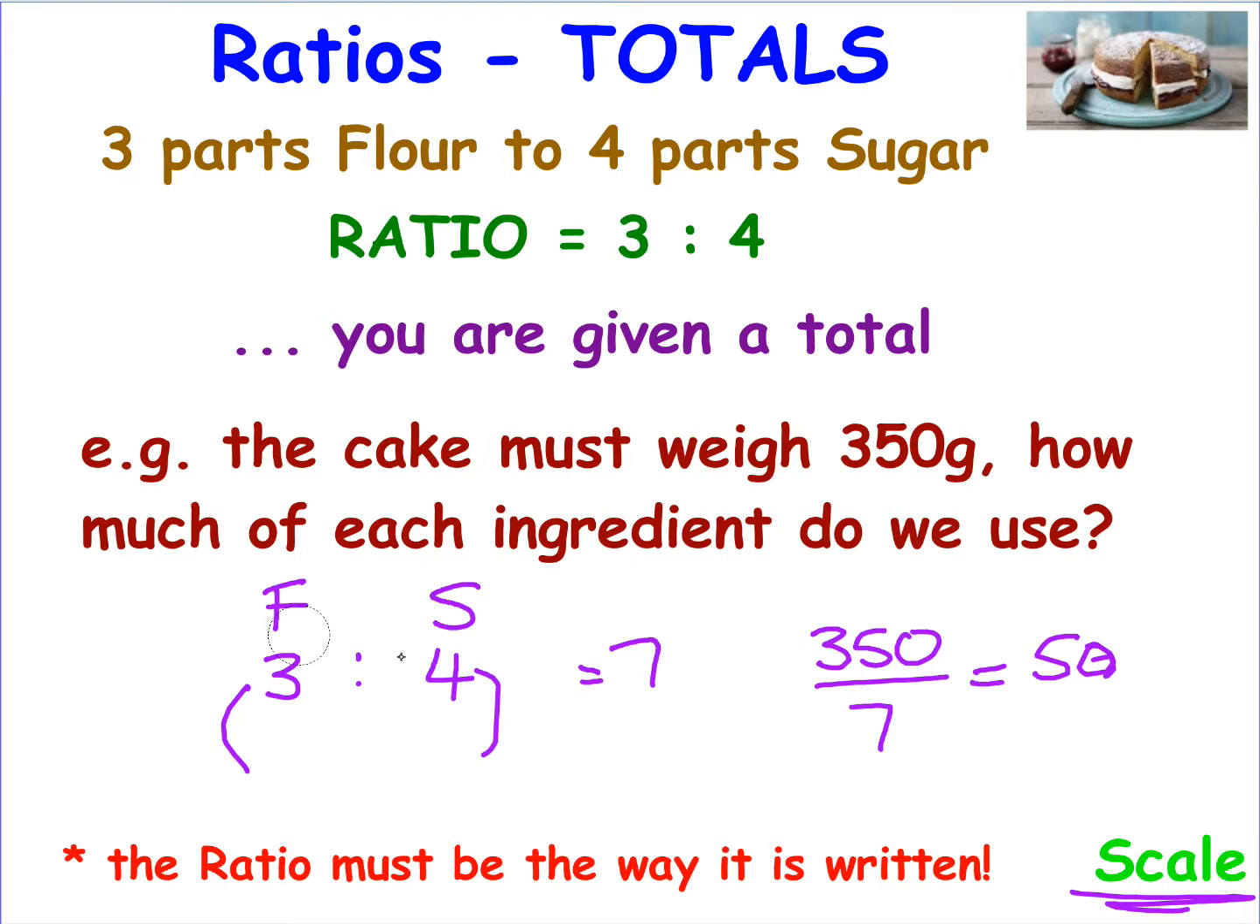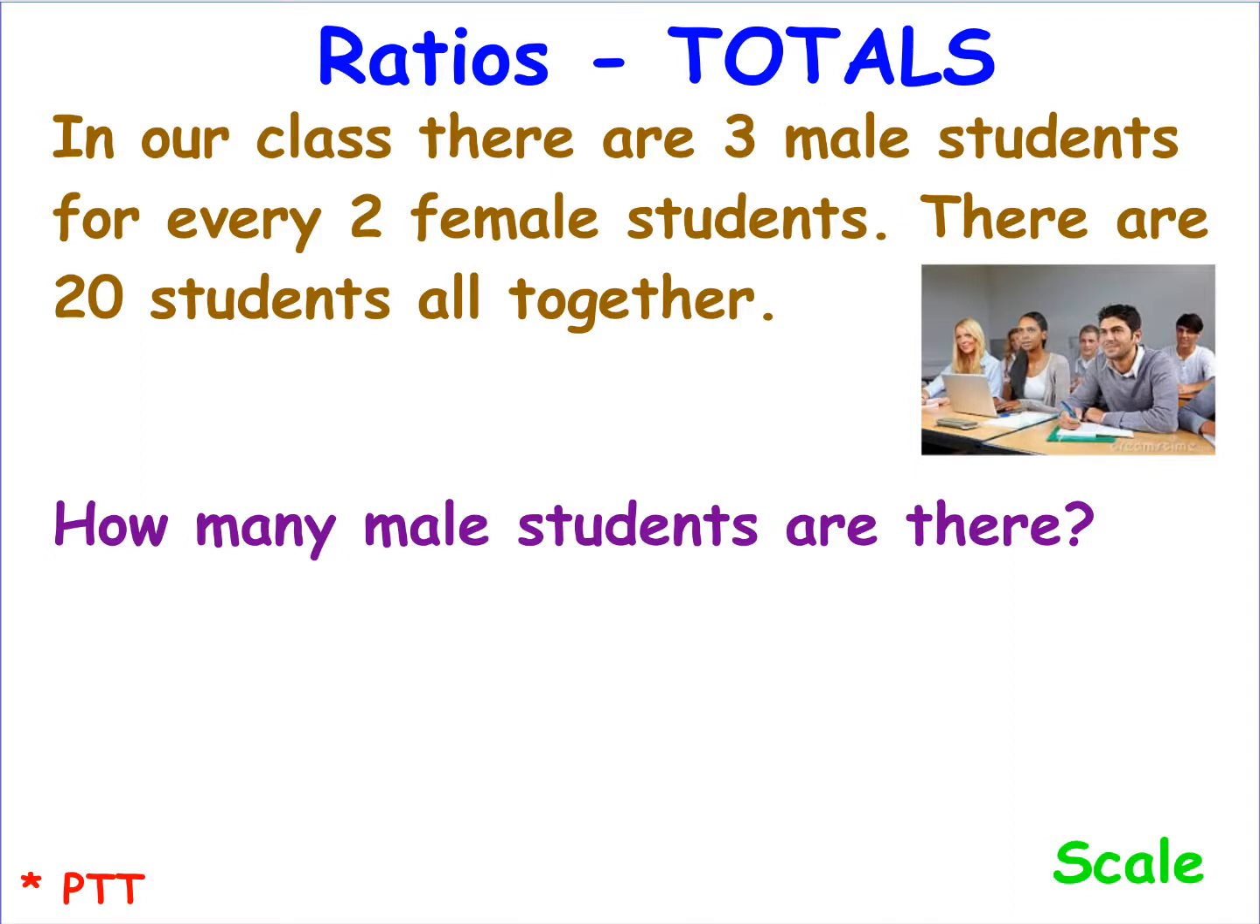Go back to your strap line of your ratio and multiply each side by 50. So 50 times 3 is 150 and 50 times 4 is 200. So in order to make my cake weigh 350 grams, I need 150 grams of flour and 200 grams of sugar. Have a go at this one and see how you get on. Don't forget to pause the video before I give you the answer.